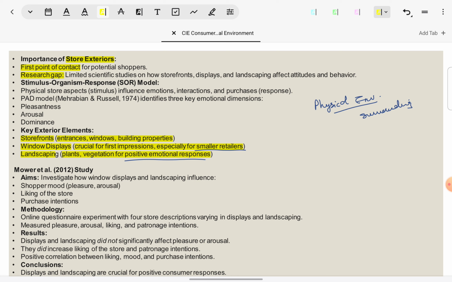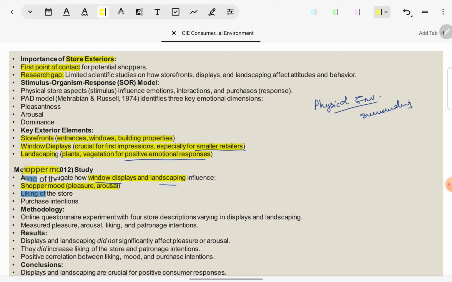Mowrer et al. were trying to investigate whether two elements of the exterior, window displays and landscaping, can influence, firstly, what we were just looking at: pleasure and arousal. Pleasure meaning whether people are literally feeling happy or pleasant or not, and arousal meaning how much energy or excitement is activated in them. Both are expected to be good when window displays are attractive and landscaping is present.